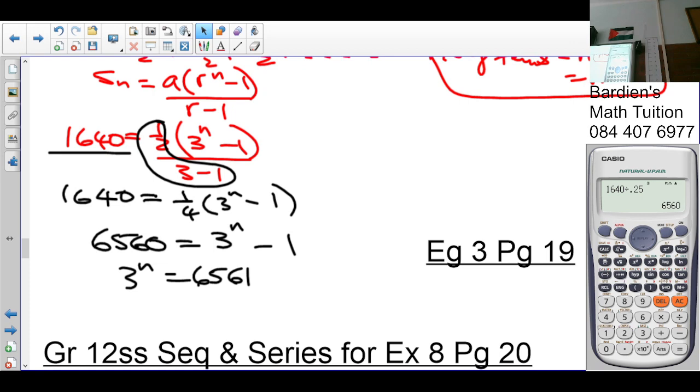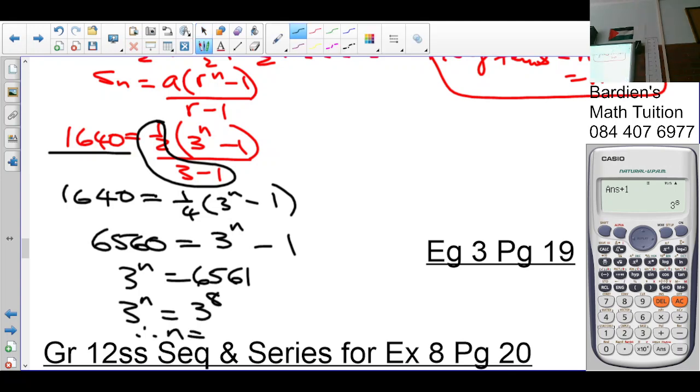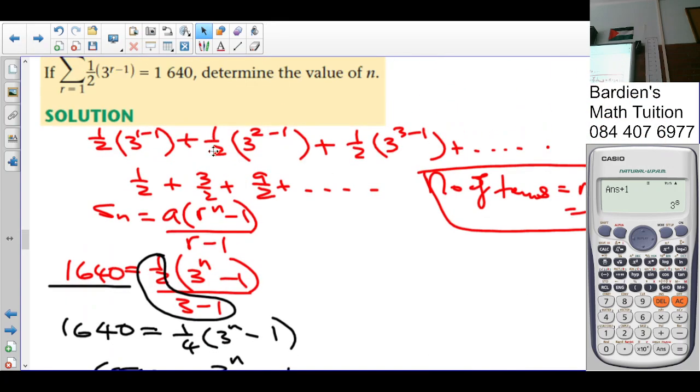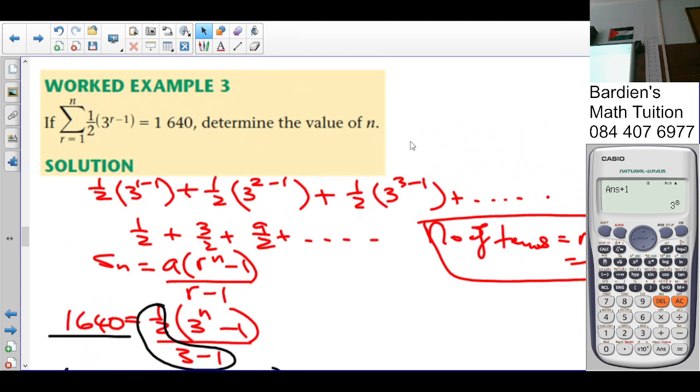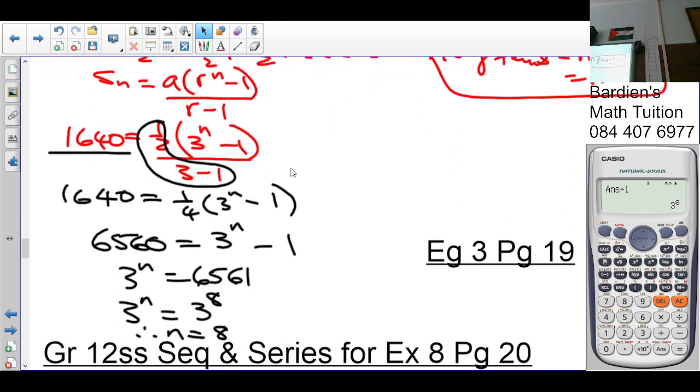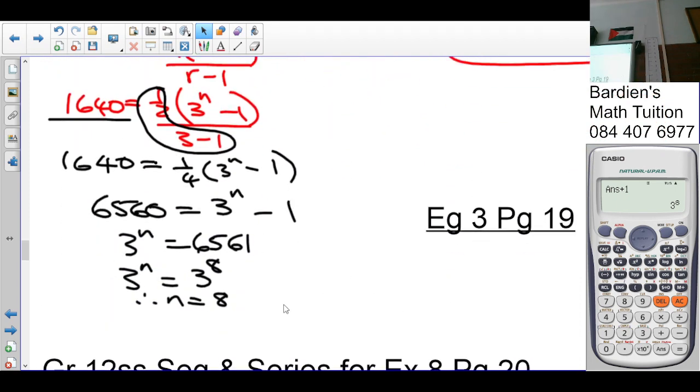Don't use your brain at this point of the day. No? So now we say shift to factorize. So it's 3 to the 8. So 3 to the n is equal to 3 to the 8. Therefore, n is equal to. So just going back here, we didn't even read the question. Determine the value of n. We just want to do maths, we don't want to read, no? So n is equal to 8. Do you guys understand? Right.